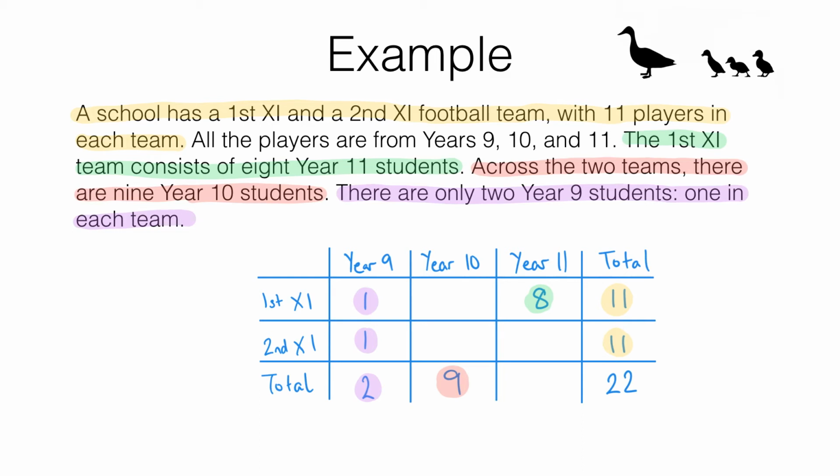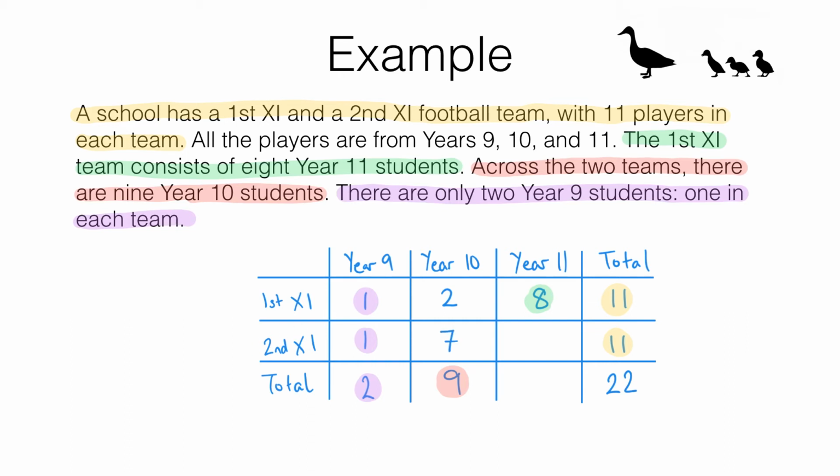Here is what you should have found. If we need a total of 11 players in the first team and we've got 1 year 9 and 8 year 11s, that's 9 students altogether, which means we need 2 more students, and that's what we put into that bit there. There must be 2 year 10 students. Now, we also know that there are 9 year 10 students altogether in the first and the second team. If we've got 2 in the first team, that means we must have 7 in the second team.